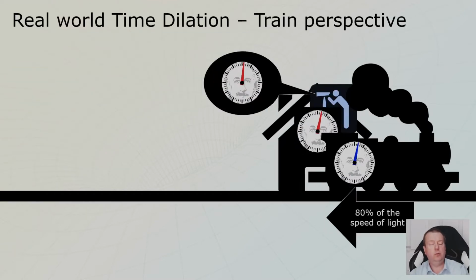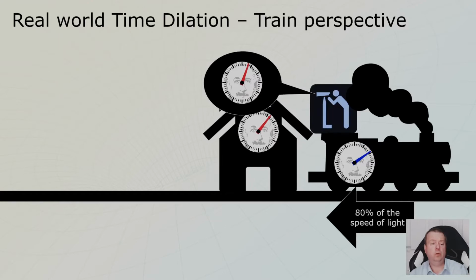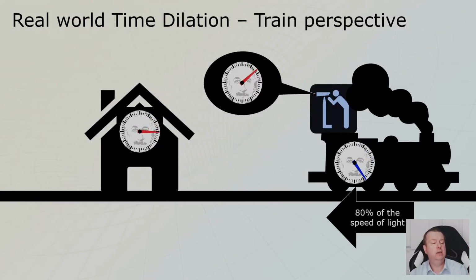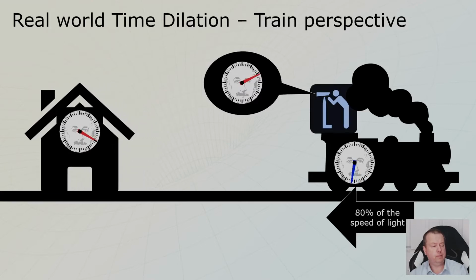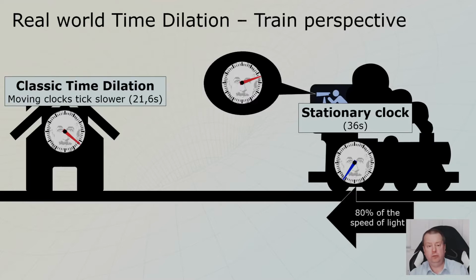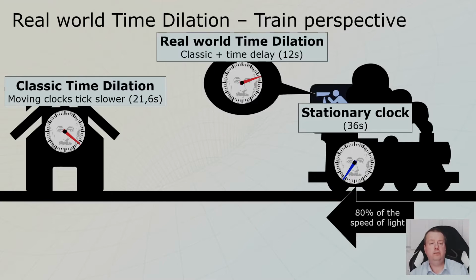And if we do this the other way around, from the perspective of the train is not moving, he sees the house moving, we see this. We let this run for 36 seconds from the perspective of the train, and then, because now that clock is stationary, the house clock is moving, it will be at 21.6 and the telescope will tell us 12.